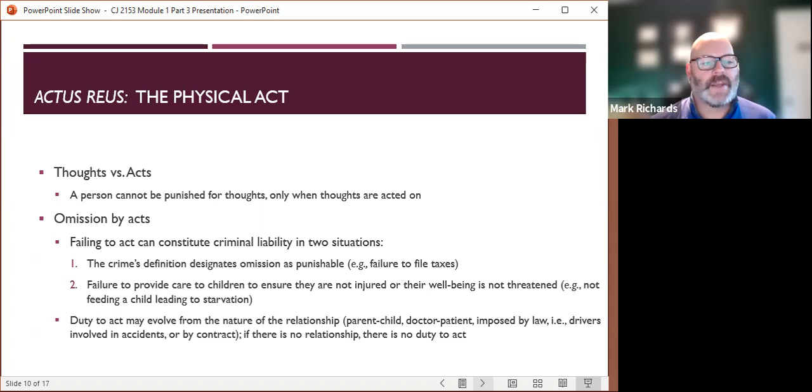A duty to act may evolve from the nature of the relationship, such as the parent-child relationship or doctor-patient relationship, or this relationship may be imposed by law, for example, drivers involved in accidents, or by a contract. If there's no relationship, there's no duty to act.